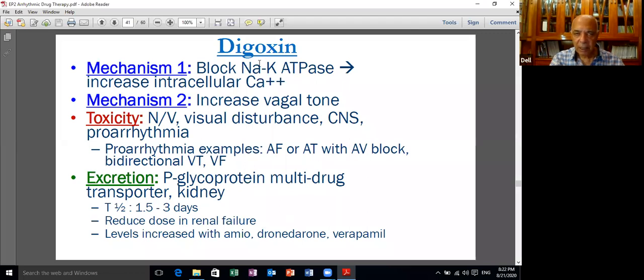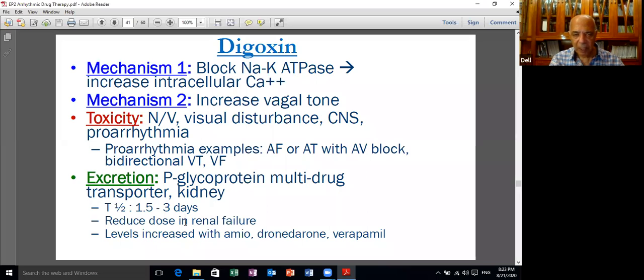Actually, calcium is responsible for its antiarrhythmic effect as well as its pro-arrhythmic effect. The different pro-arrhythmias here, which I will show you a wide variety of now, are actually due to calcium overload. Remember, it's excreted through the P-glycoprotein, which is present in the gastrointestinal mucosa, liver, as well as the kidney. It has a half-life of 1.5 to 3 days. It's excreted renally, so you have to be cautious in patients with renal failure.